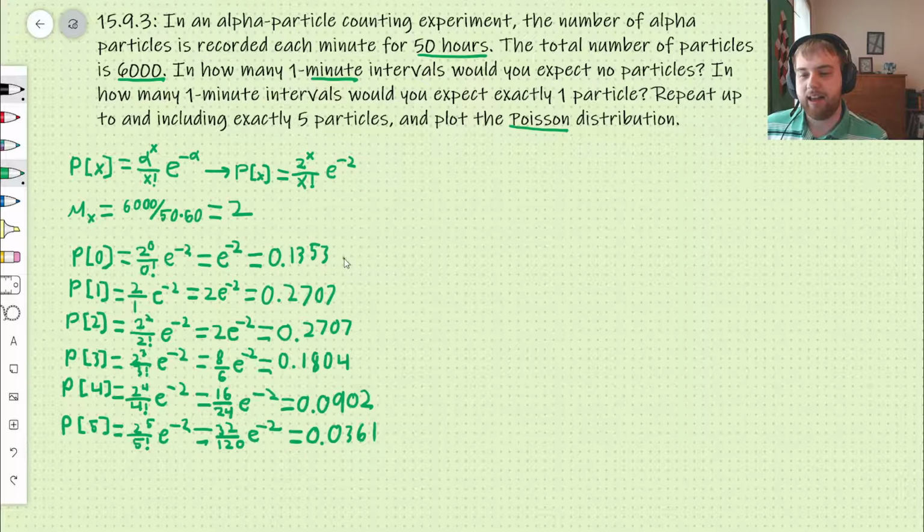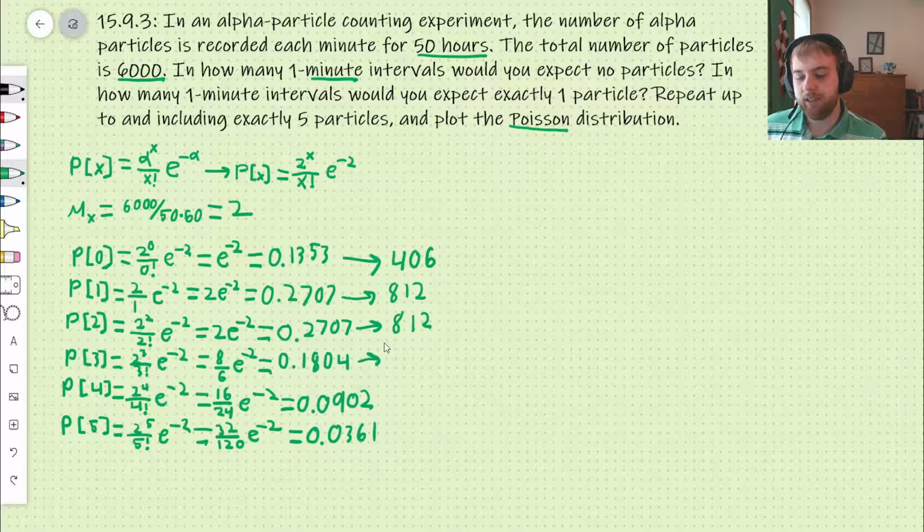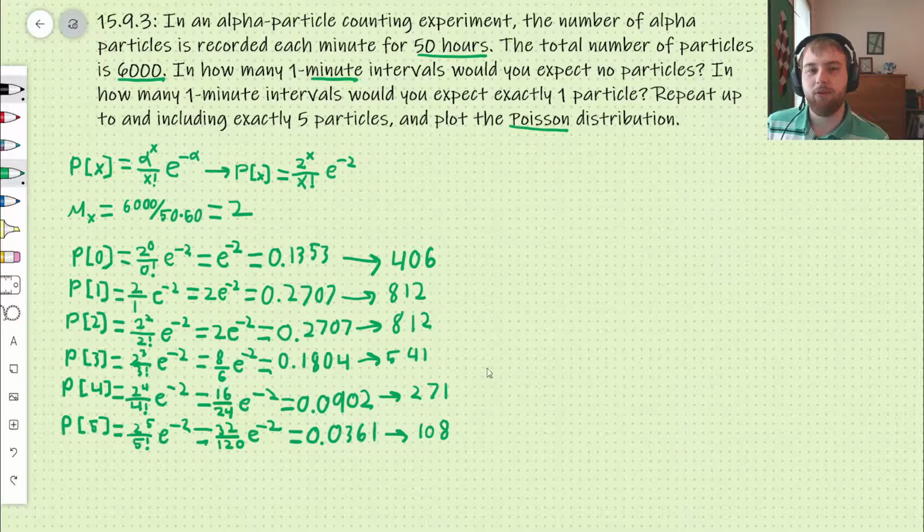So this means 406 intervals. This is going to be 812 intervals. This is also going to be 812 intervals. This is going to be 541 intervals. It's going to be 271 intervals. And this is going to be 108 intervals. So you can see that the probability is greatest close to the expected value, and it falls away further away from that, which makes sense.